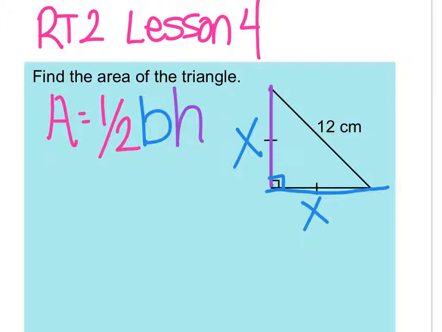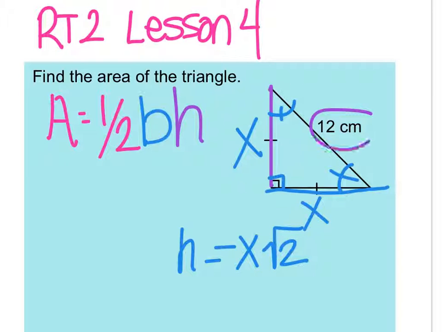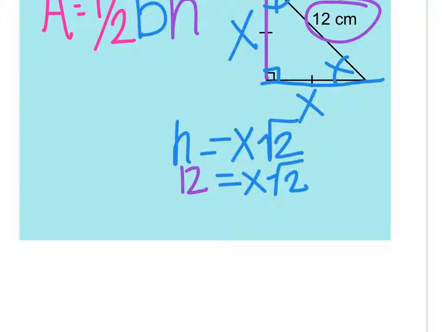This happens to be an isosceles right triangle, which means that I can find x, the leg, because I know that the hypotenuse is equal to the leg times the square root of 2. Let me fill in the 12 for the hypotenuse. I now see that if I divide both sides by the square root of 2, this will give me the answer to x.